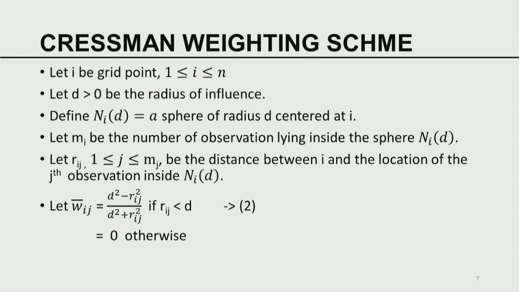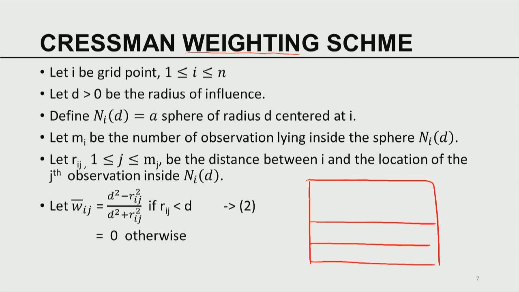So now I am going to talk about the basic idea of the weighting scheme that was used by Cressman. So consider the ith grid point. The grids are numbered. Let us go back to the little diagram again. Let this be the computational grid, 1, 2, 3, 4, 5, 1, 2, 3, 4, 5. I have 5 times 5, a set of 25 points, so n is equal to 25.